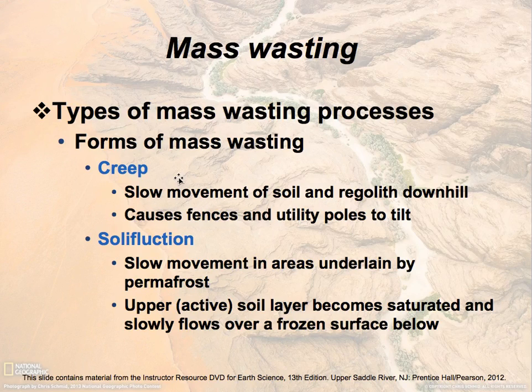Solifluction is characteristic of the higher latitudes, where permafrost, that is frozen soil layers at depth, typically occurs in cold climates. If you look at the globe, you'll notice that the latitudes go from 0 at the equator to 90 at the poles. And when we talk about high latitudes, we're talking about getting closer to the North Pole or the South Pole, where those latitude numbers are going up.